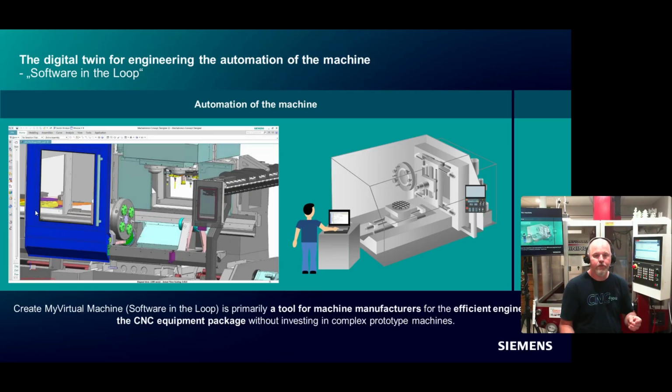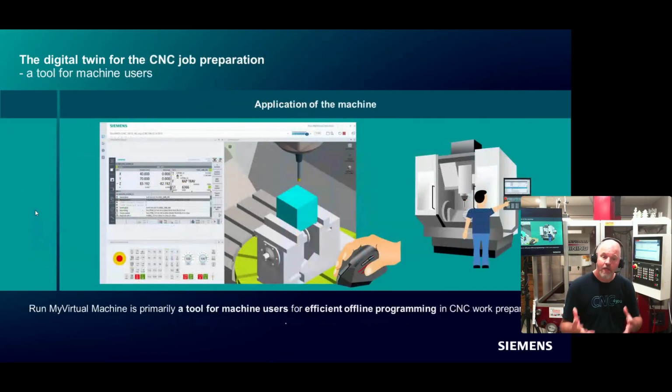Now, when it comes to the end user application, this is where we use a product called Run My Virtual Machine. Run takes the existing digital twin file, we refer to it as a VCP file, and allows me, the end user, to apply it in my real world day-to-day tasks. So I can start to methodize my job, maybe bring in my vise, bring in my work holding, validate that everything's going to machine properly. What are my cycle times? Does my program have any issues? You can fully simulate that entire process.